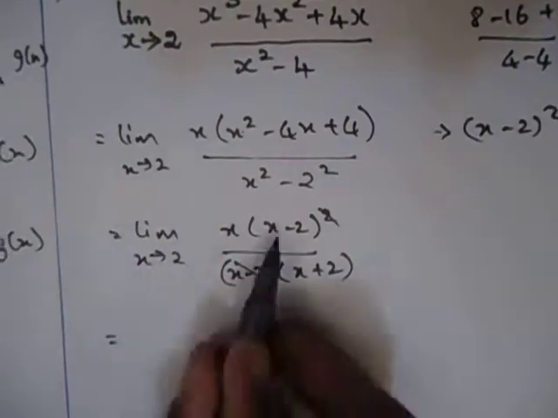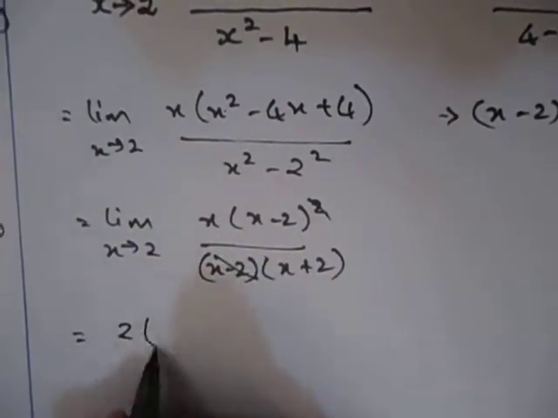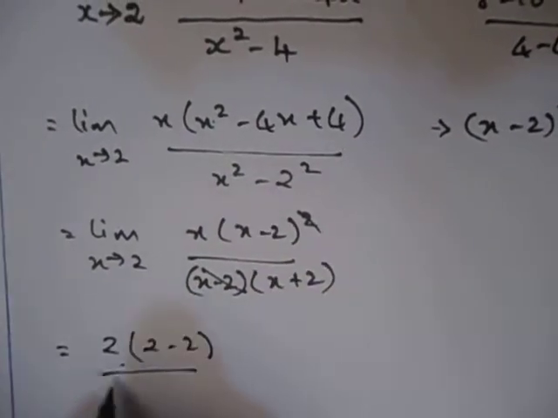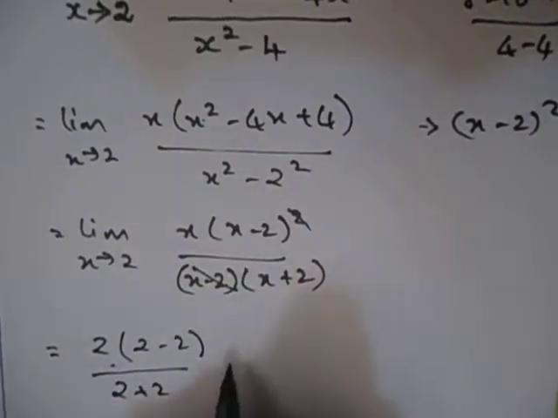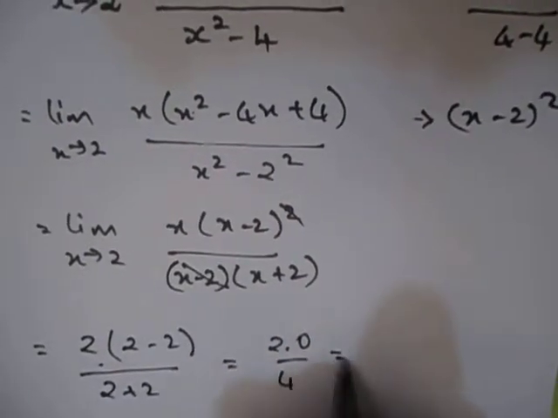So now let's substitute the limit as x tends to 2. Let's put 2 there. 2 minus 2 by 2 plus 2. So this will give us 2 into 0 by 4. So this is 0.